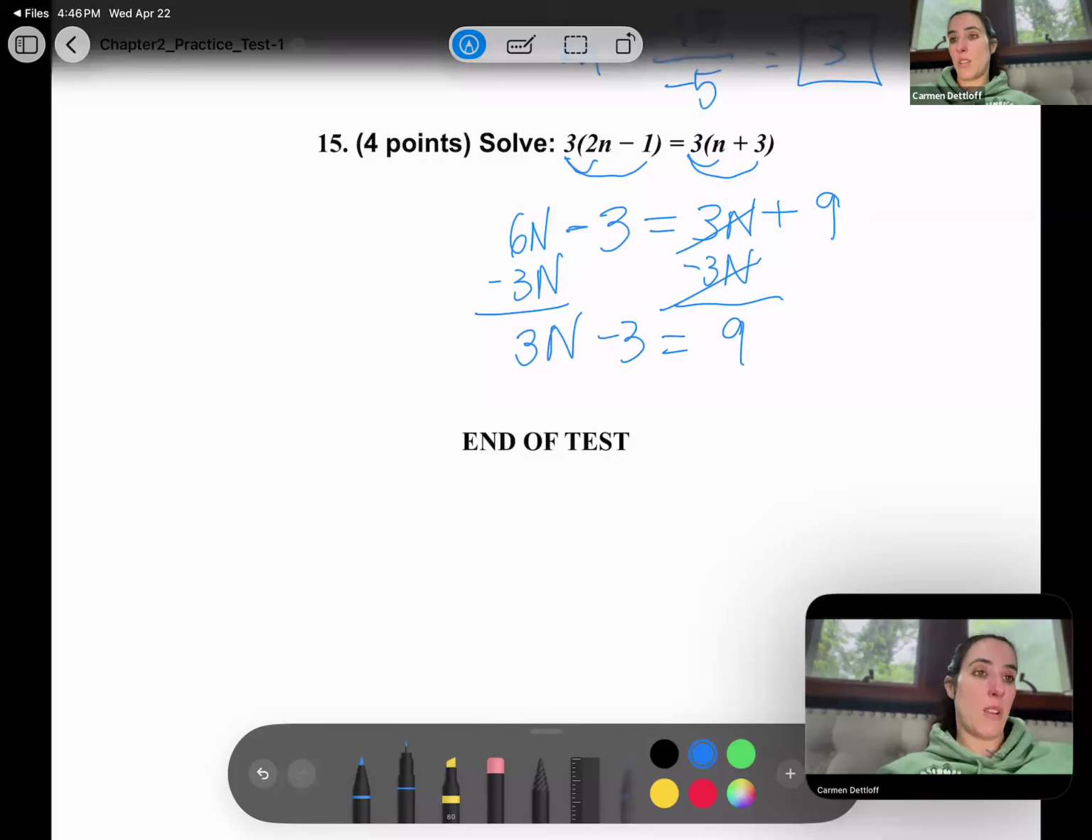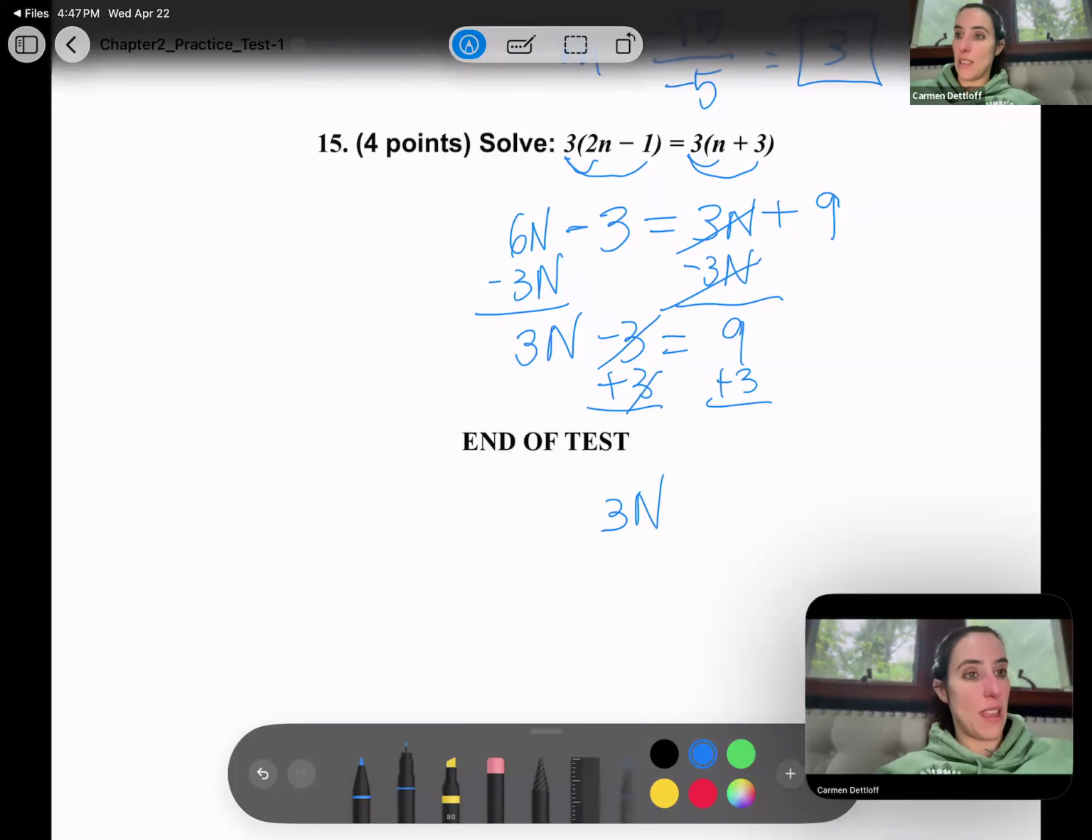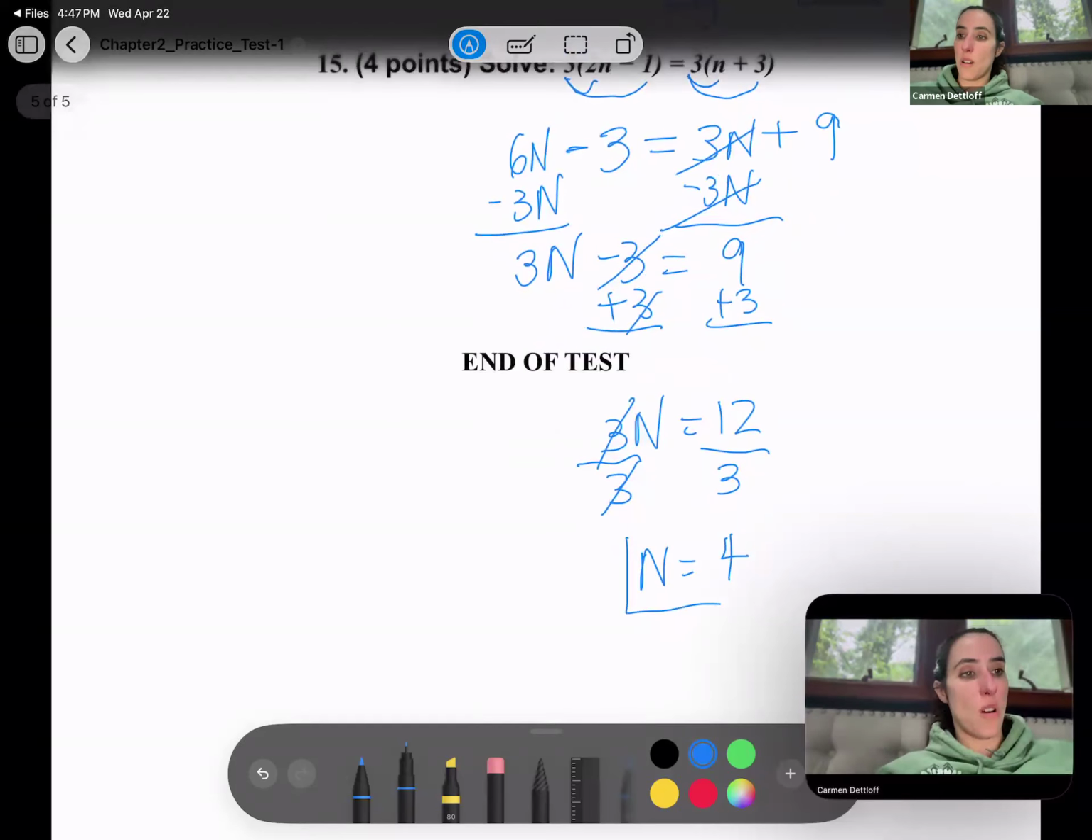Numbers on the other side of the equation. I get rid of the 3 before I can deal with the 3 in front of the n. Those 3's cancel. I get 3n equals 9 plus 3, which is 12. And now I'm going to divide both sides by 3. 3's cancel, and I get n equals 12 over 3, which is 4.